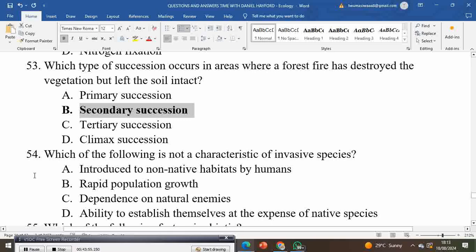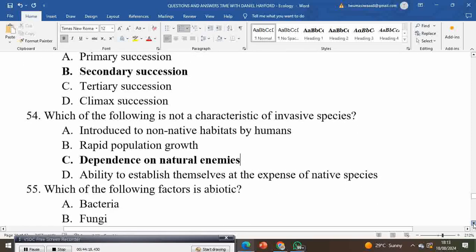Which of the following is not a characteristic of invasive species? A, introduced to non-native habitat by humans; B, rapid population growth; C, dependence on natural enemies; and D, ability to establish themselves at the expense of native species. Which one is your best shot for question number 54? C, right? Dependence on natural enemies.